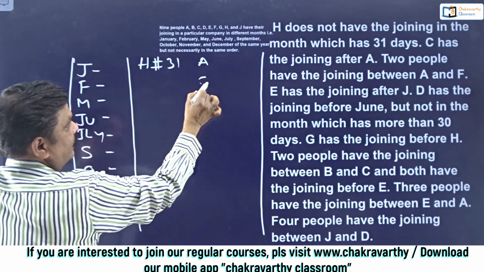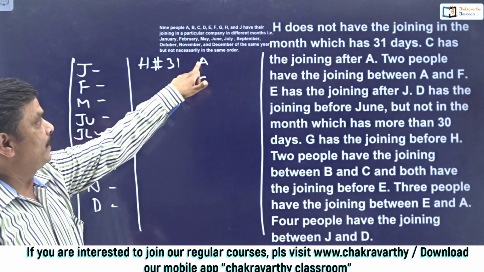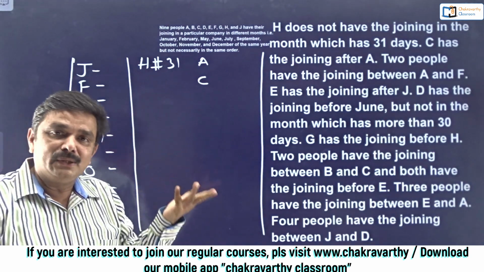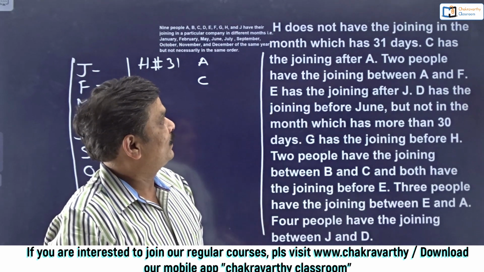This is A, somewhere after that one, that is C. But I don't know how many people are between these two. Maybe 0 or more than 0 also. Now go for the next information.